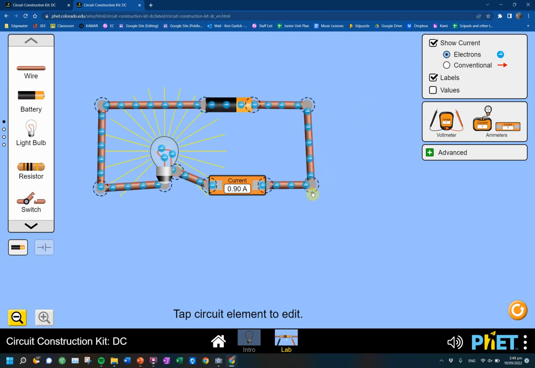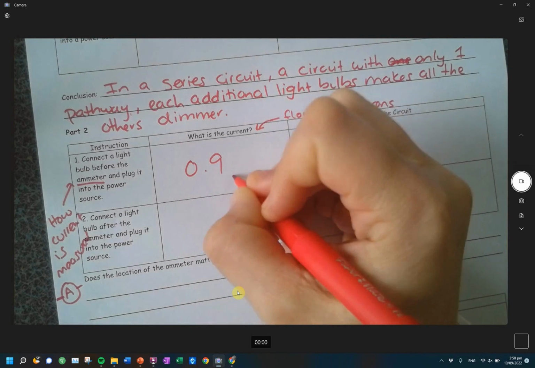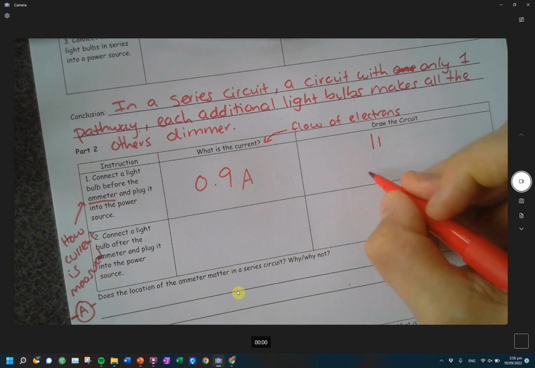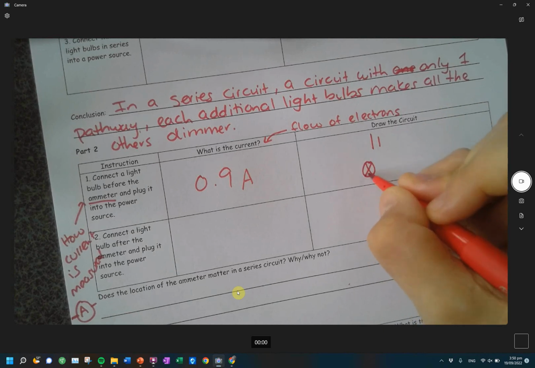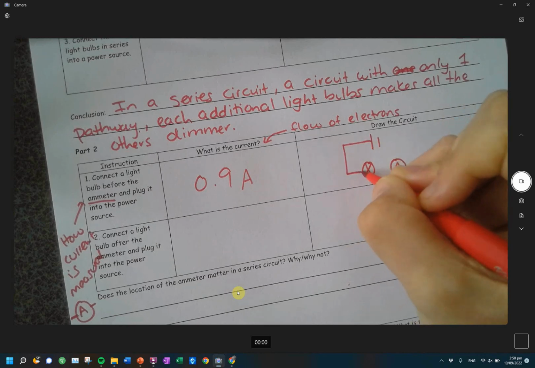So that's our setup. We have our ammeter, which is measuring the current. Current is the flow of electrons, which are these guys here. And so it's just measuring to see how quickly those electrons are moving. Now, something to note is that the ammeter needs to be put in series, so it needs to be in the line of the pathway of where those electrons are moving. So, what's the current? It's 0.9 amps, and I'm going to draw the circuit. So with my circuit, we had a light bulb. Here's my ammeter, and we'll draw it all together like that.